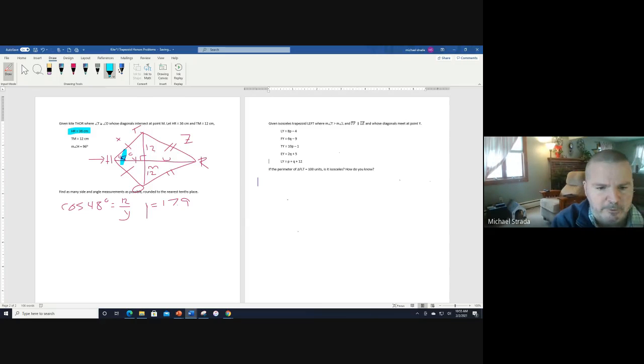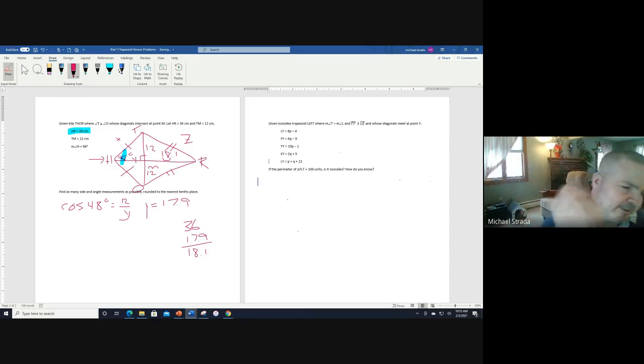Now, to get w, HR is 36. Y is 17.9. To get W, I'm just going to take the length of the whole diagonal, which is 36, subtract Y, which is 17.9, and I get 18.1. So W is 18.1. I may need that later.